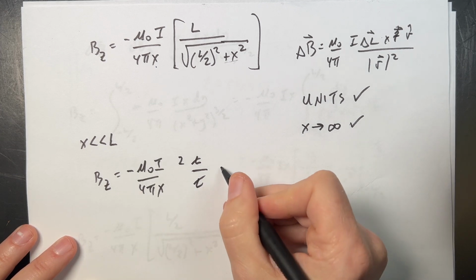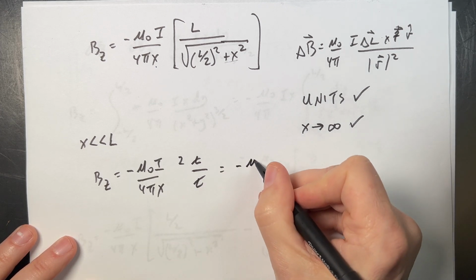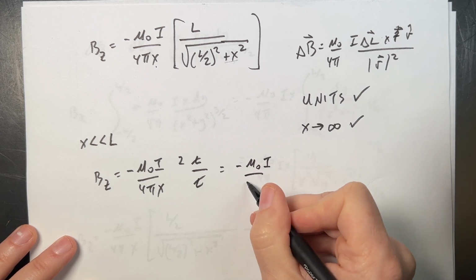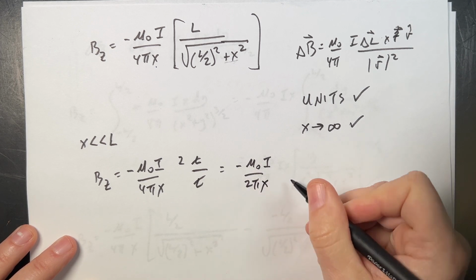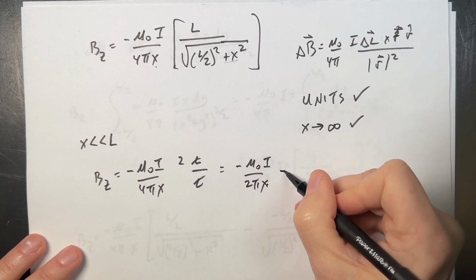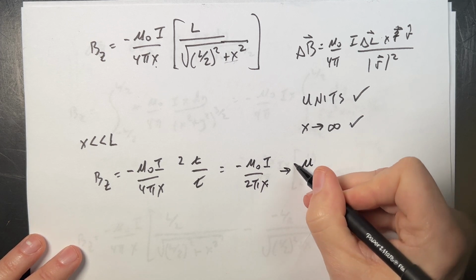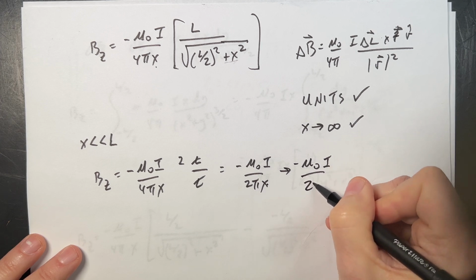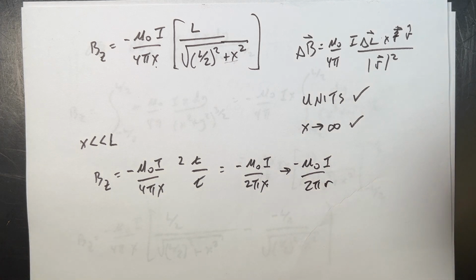And so I can write this as negative mu naught I over 2 pi x. And then often we will call this the distance r. And this is going to be negative mu naught I over 2 pi r. And that is the correct equation for the magnetic field due to a long straight wire. Okay, let's go over here and model it in Python. And then bonus, I'll show you some visualization that I made, which I'm not going to show the code for.